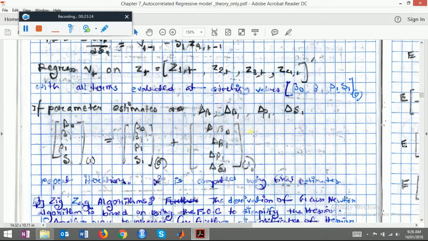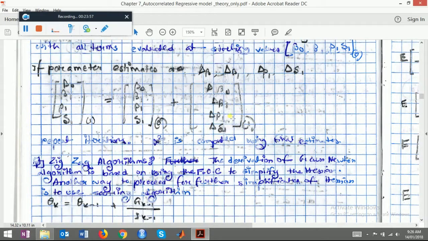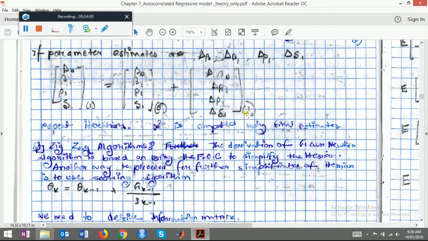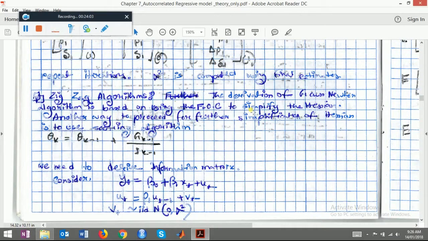And then we go on estimating the deltas, the changes. So this was the starting value, and then we go on to repeat the iteration to estimate the deltas until convergence happens. So 1, 0, and these are the deltas. Just like the previous chapter, we set a convergence criterion, and this iteration will continue until convergence happens. Beautiful. This is Gauss-Newton. Then another method is the scoring algorithm.